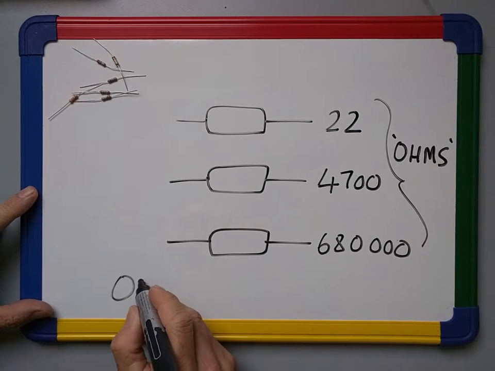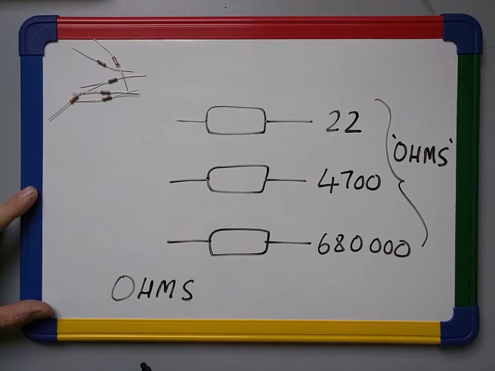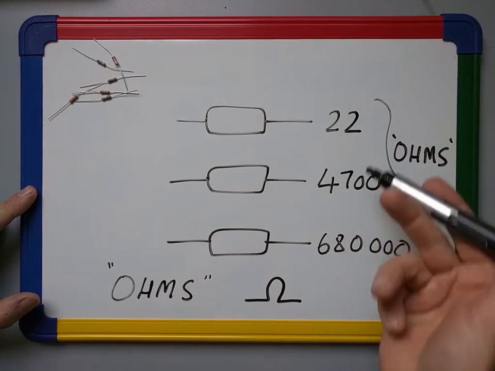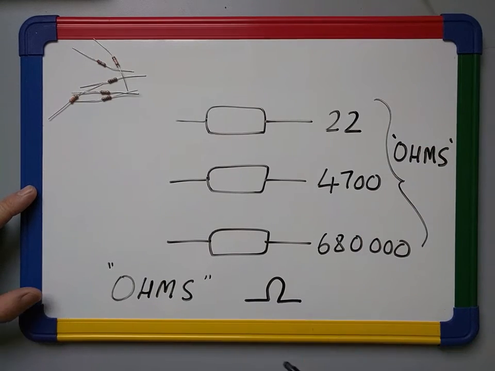But instead of writing the word ohms all the time, we can just use the symbol, which is this. So you're going to be seeing a lot of this. Anytime we're working with resistors and we're writing down values, it's going to be 22 ohms, 4,700 ohms, that sort of thing. And we're going to have this symbol on the end of it.